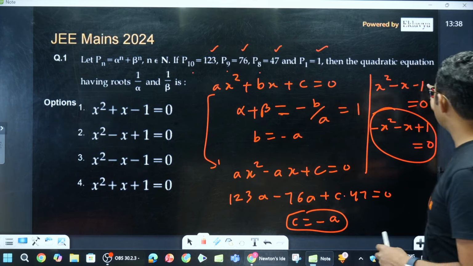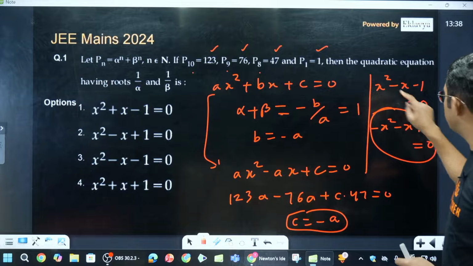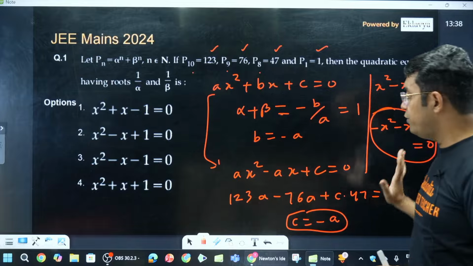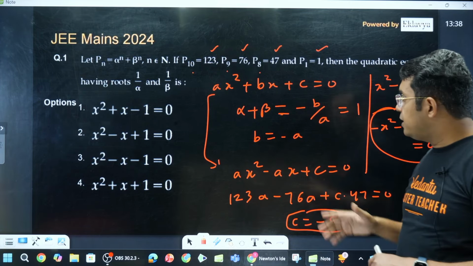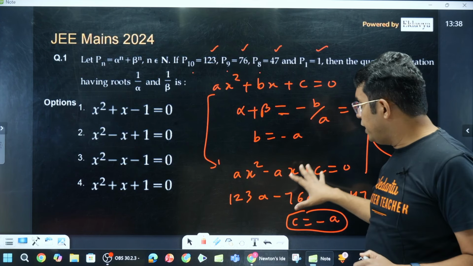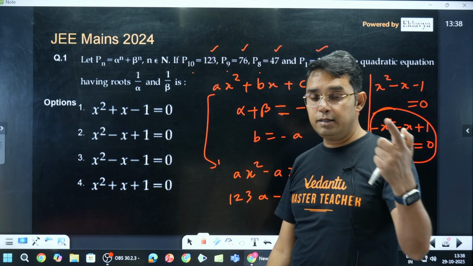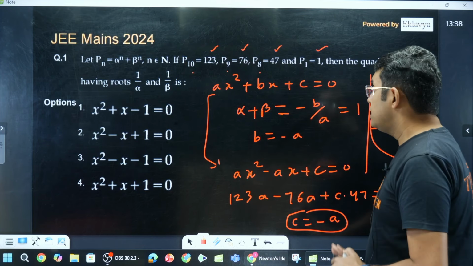So here also I have done the same thing. Minus 1 has come with x square, this minus 1 will come with x, and this 1 will come as a constant. So this is how we have done it. Now without that, I think you can do it, but this will be lengthy. I think this is very intuitive if you know the Newton's identity. After that it is direct.